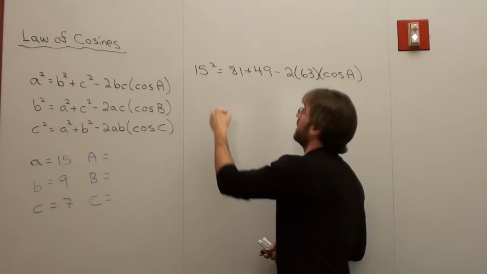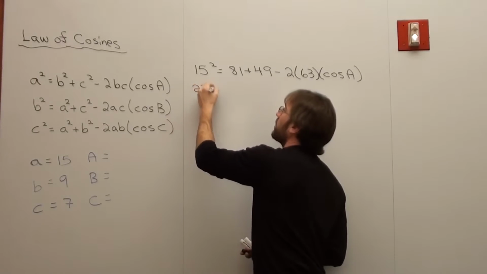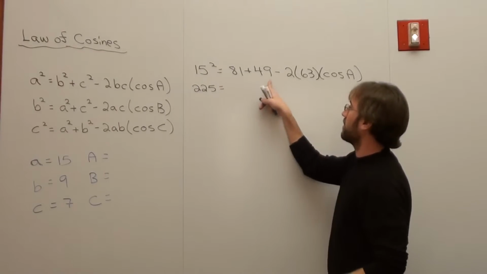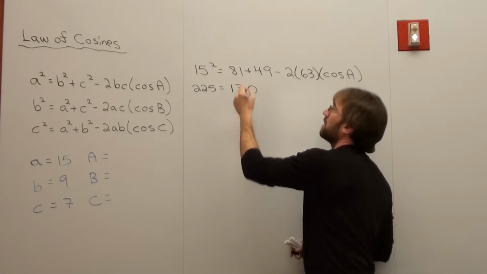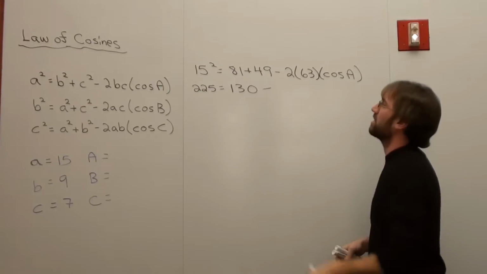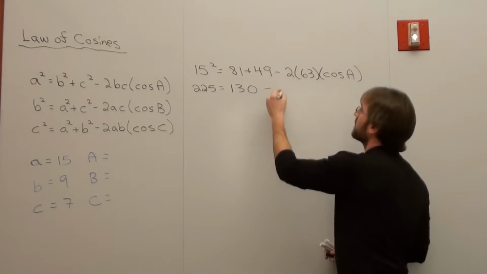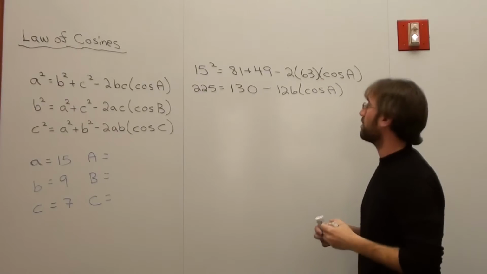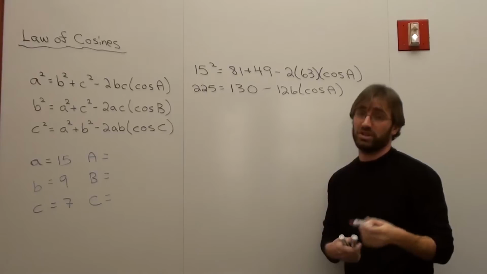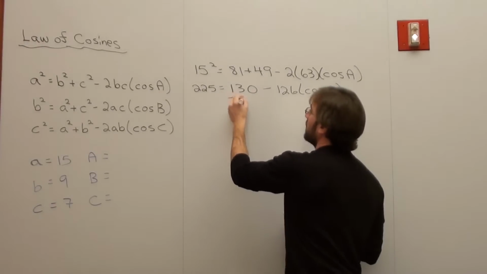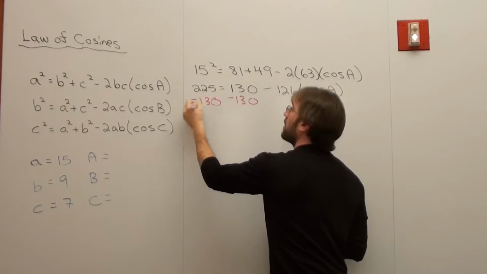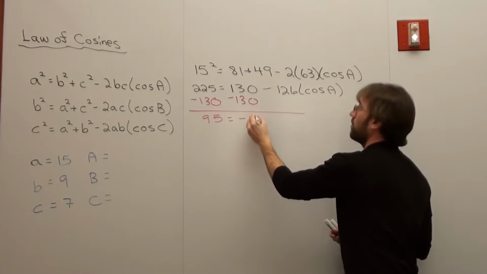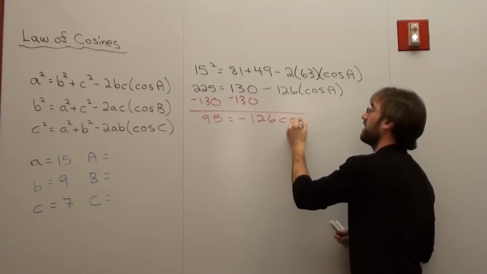So I'm going to go ahead and figure this out. 15 squared is 225. I went ahead and did some of it anyways without thinking about it. That's 130. Minus 2 times 63, which is 126, cosine of A. So what I'm going to do is try to figure out what the cosine of A is. So I'm going to subtract 130 on both sides. And I get 95 equals negative 126 cosine of A.